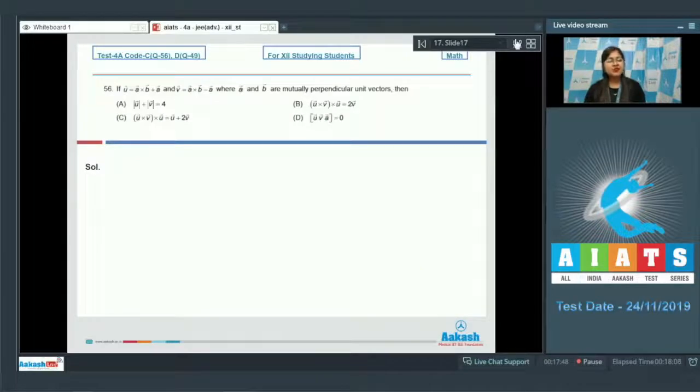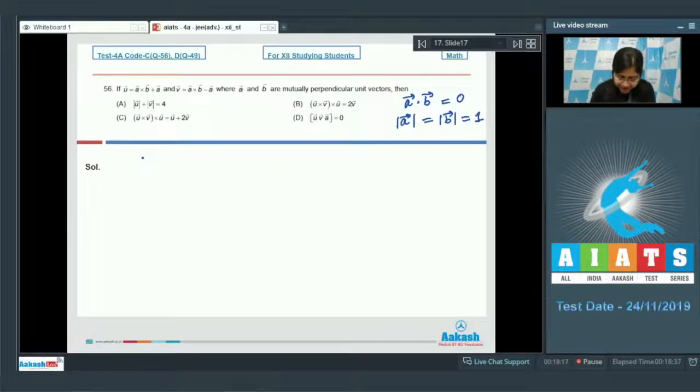Next is question number 56, which says that if u vector is equal to a cross b vector plus a vector and v vector is equal to a cross b minus a vector, where a and b are mutually perpendicular unit vectors, then we have to answer the following options. So it has been given that they are perpendicular, so a dot b is equal to 0. Also they are unit vectors, so mod a is equal to mod b is equal to 1.